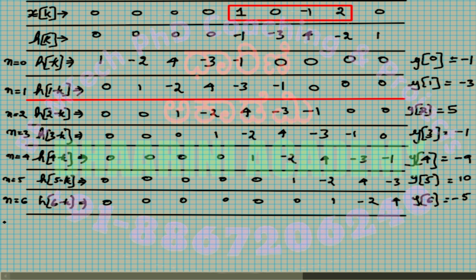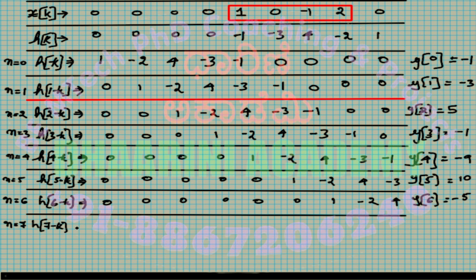Next, let's proceed further. So this is n equal to 7. I'm giving the row heading as 7 minus k of the function h. So add zeros, 0, 0, 0, 0, 0, 0. This 0 comes here, 1 comes here, and the minus 2 goes out. Okay, so I'm writing y of 7. All right, so this is 1 into 2, so 2.